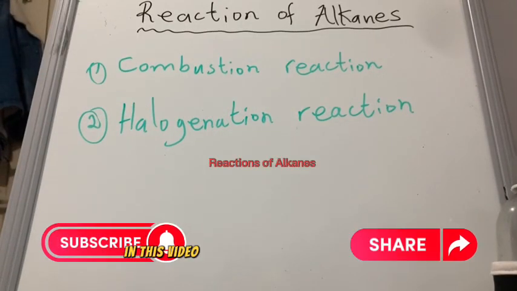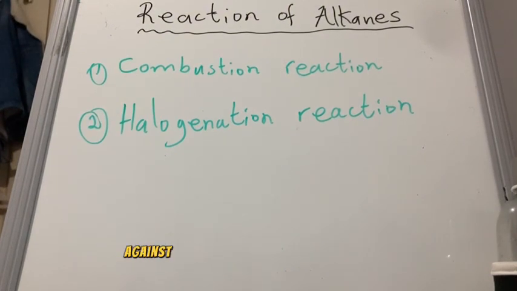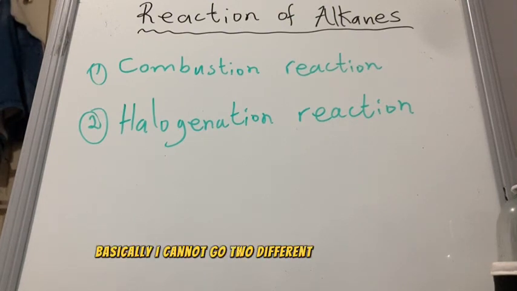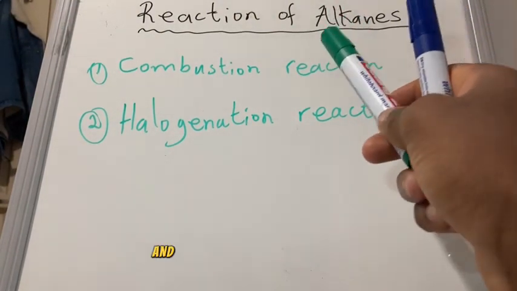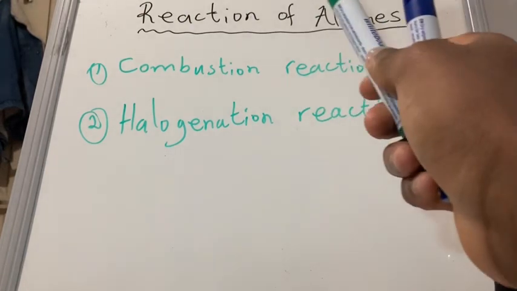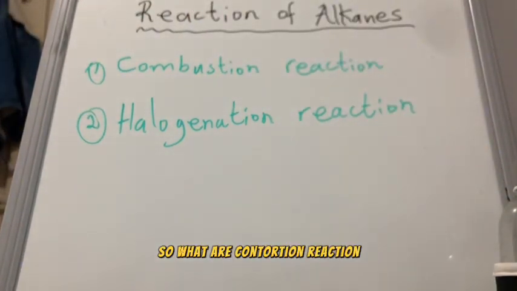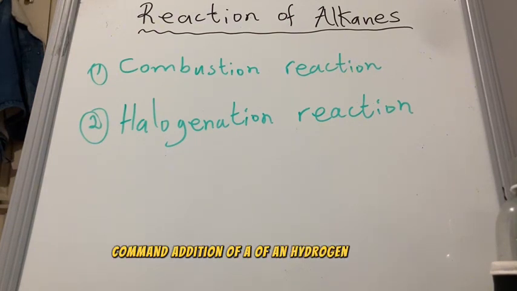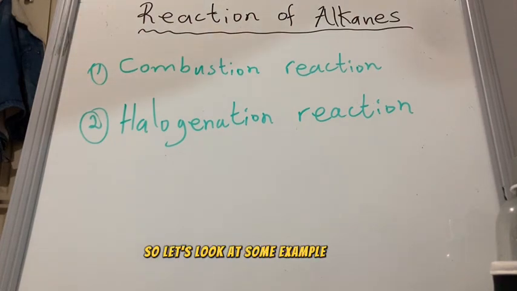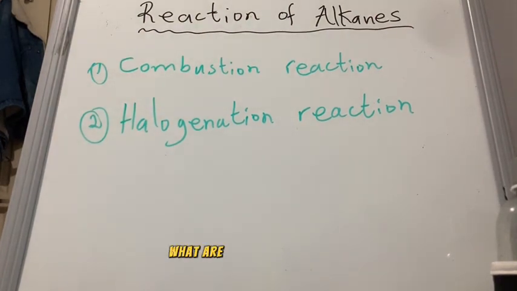In this video, we're going to focus on alkanes, particularly reactions of alkanes. Alkanes undergo two different kinds of reaction. We have combustion reaction, like we have here, and we have halogenation reaction. So, what is a combustion reaction? Combustion reaction is normally the combination of oxygen with an alkane, and halogenation reaction is normally the addition of a halogen to an alkane. So let's look at some examples and see what these two reactions are.